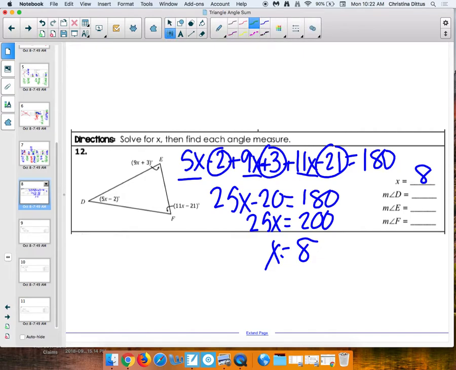How can I find how much angle D, E, and F are? You just plug it in. If I plug it in for D, 5 times 8 is 40, minus 2 gives me 38. If I plug it in for E, I got 9 times 8 is 72, plus 3 gives me 75.